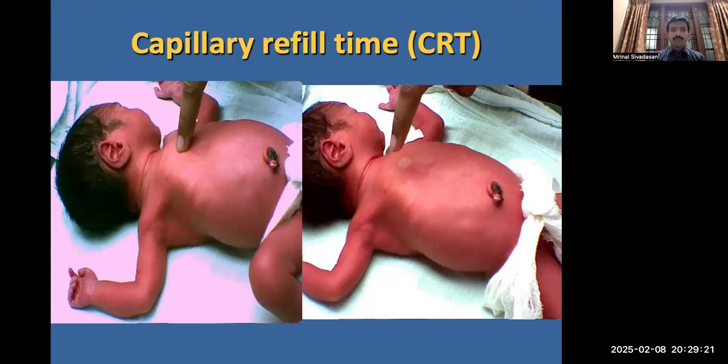Then capillary refill time is measured by pressing on the sternum with the thumb or index finger till your nail fold blanches, and then you leave and count 1001, 1002, 1003.